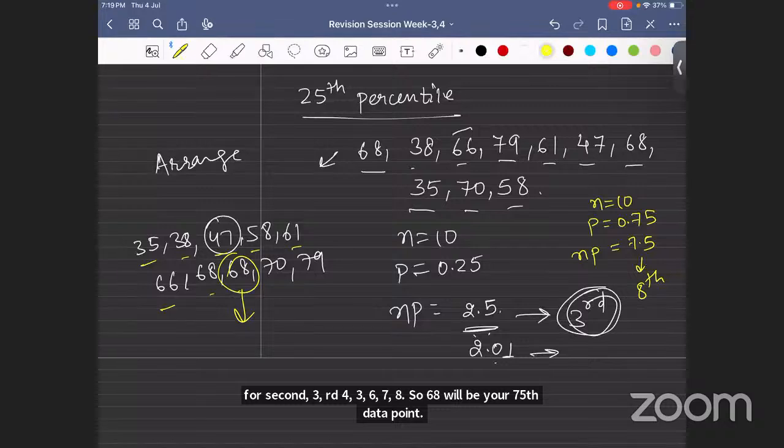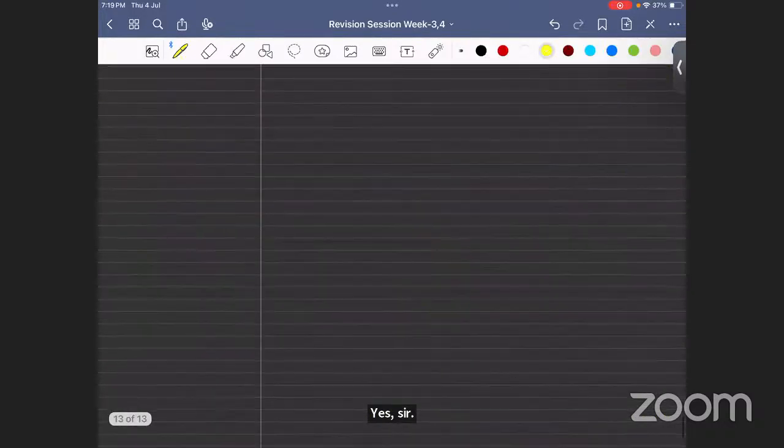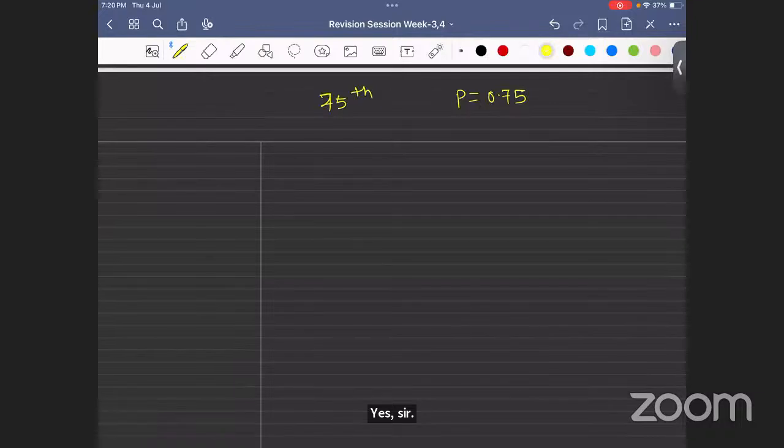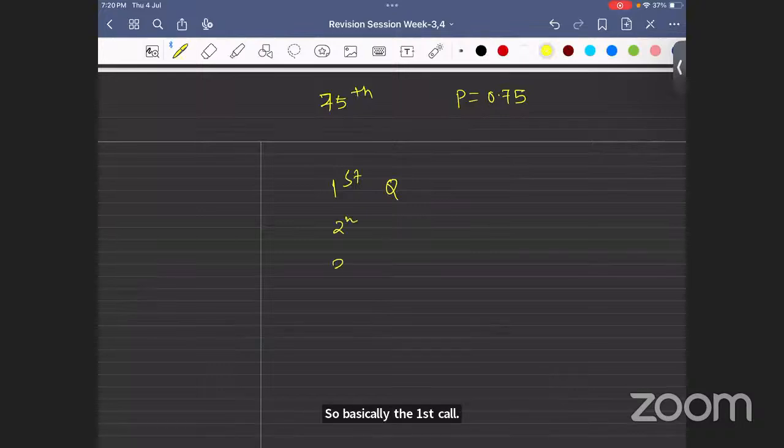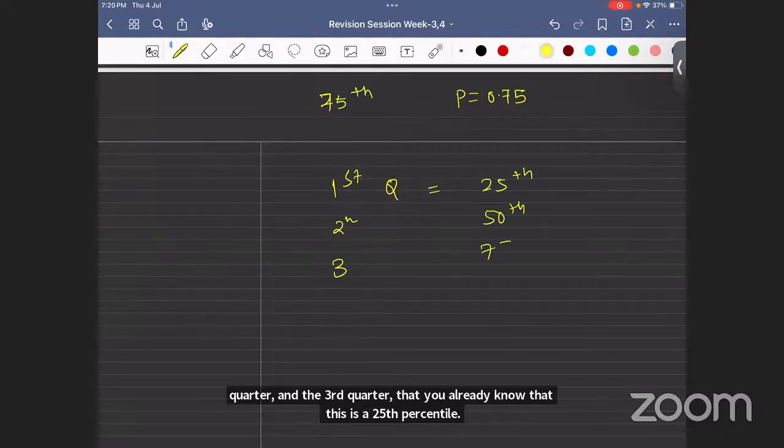Yes, sir. Okay, let's move to the next one. So quartile. Quartile works the same way as the percentile we have discussed. Quartile is all the 3 points: the first quartile, second quartile, and the third quartile. You already know that this is the 25th percentile, this is the 50th percentile, this is the 75th percentile.